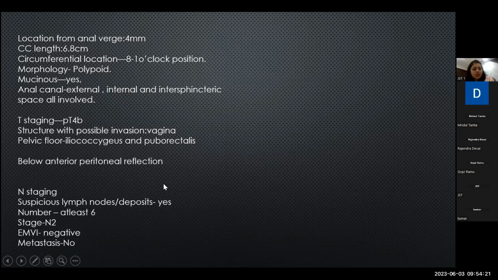The nodal staging: there were a number of suspicious lymph nodes, at least 6. So more than 4 suspicious nodes makes it N2 stage. EMVI was negative and metastasis, as far as we saw in the MRI, was negative.